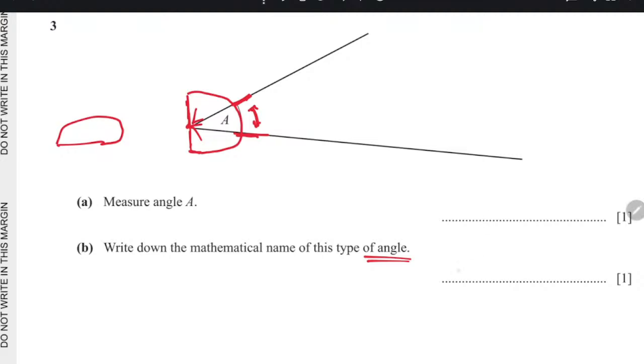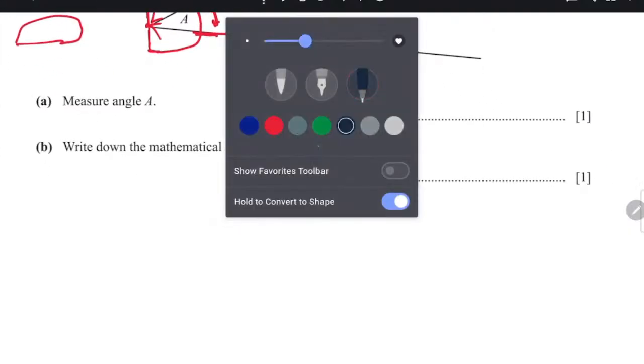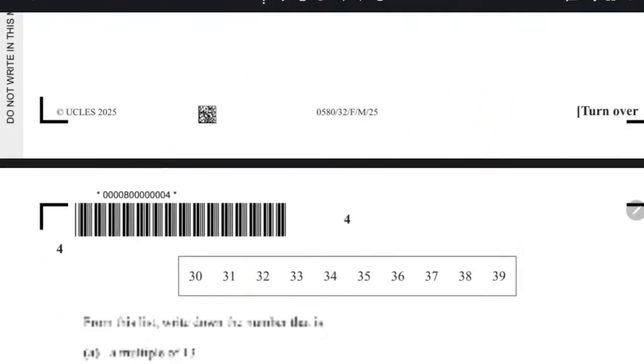So what type of an angle is this going to be? We have obtuse angle, we have reflex angle, and then we have acute angle. So this is going to be an acute angle. It's less than 90 degrees, okay?